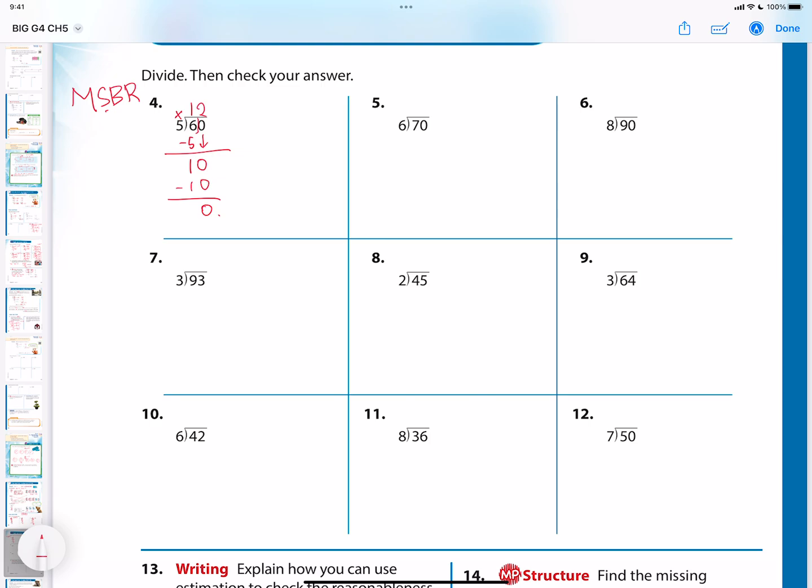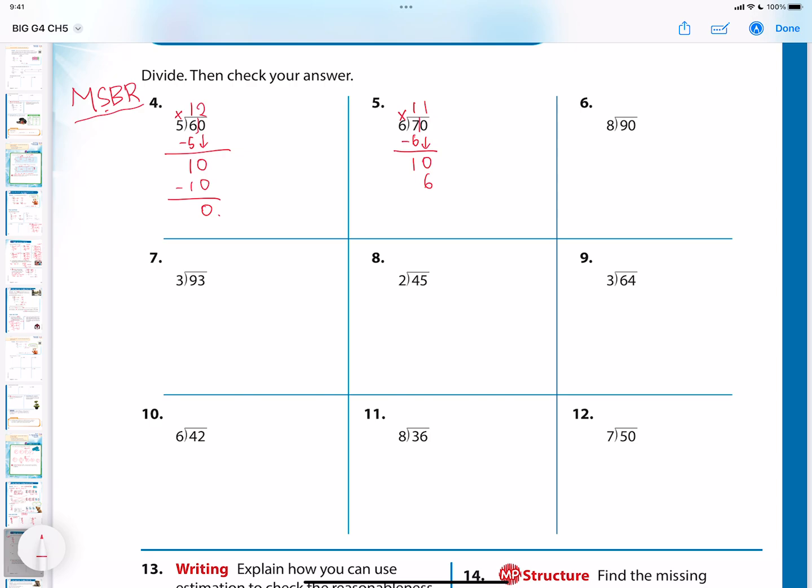Okay, number 5, 7, we are still going to follow this MSBR process, okay? So 6 times what is going to fit into 7? Yeah, 6 times 1 is 6. Take away, okay, subtract. We did multiply, now subtract, which is what? 1, bring it down, 10. And 6 times 1 is 6, because I know 6 times 2 is 12, which is greater than 10. You can do that, right?